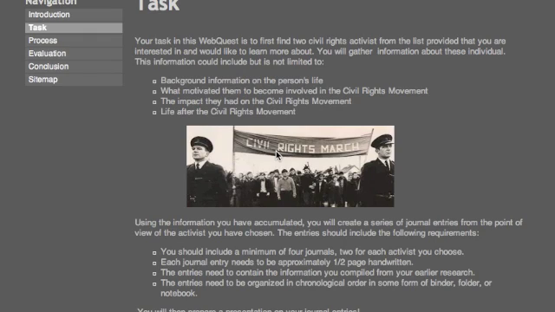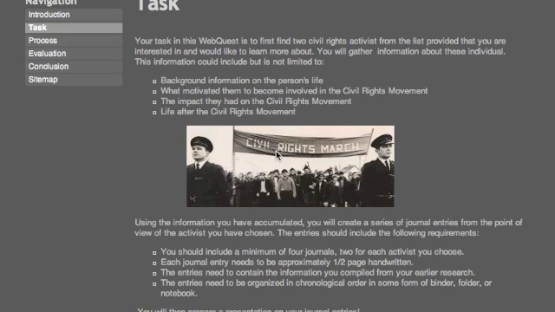Using the information that you have accumulated, you will create a series of journal entries from the point of view of the activist you have chosen. The entry should include the following requirements.